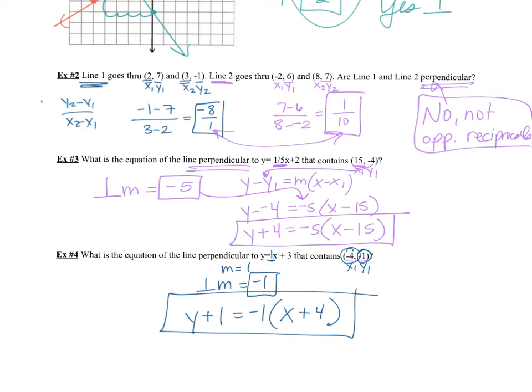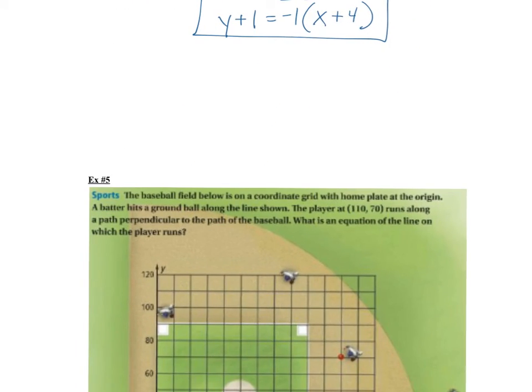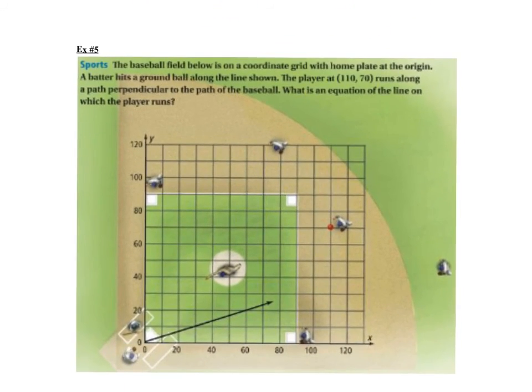Okay, then last example. It says the baseball field below is on a coordinate grid with home plate at the origin. Okay, so 0, 0 is home plate. A batter hits a ground ball along the line shown. The player at 110, 70, so that's that blue point now that I just colored in, runs along a path perpendicular to the path of the ball. What is an equation of the line on which the player runs?